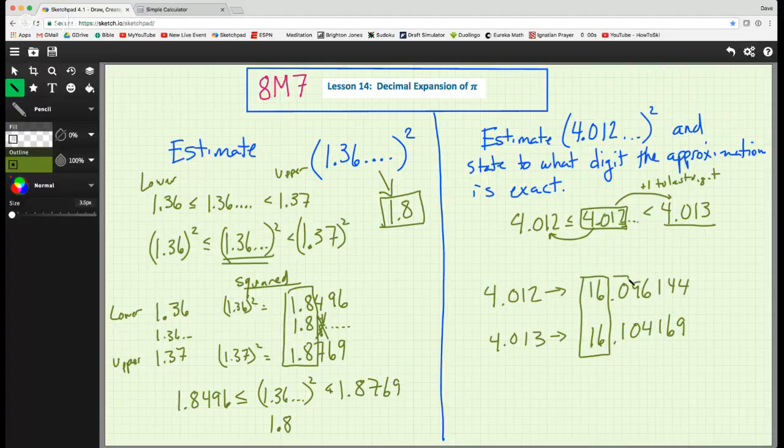I can't go out another digit because I don't know if it's going to have a 0 or a 1 in it. So my estimate for 4.012 squared is equal to 16. That's my estimate. Can't go any further.